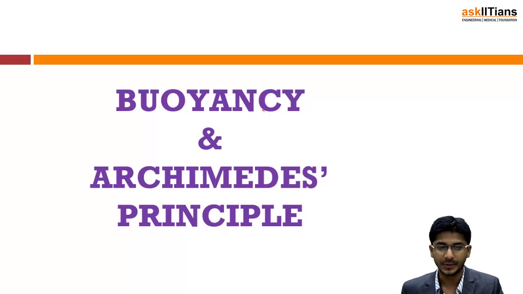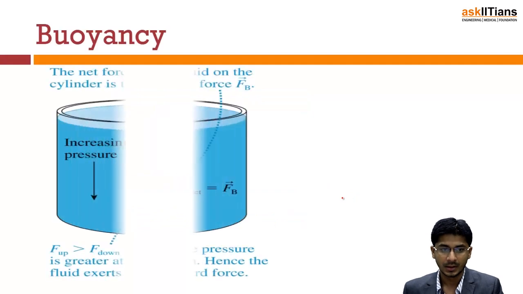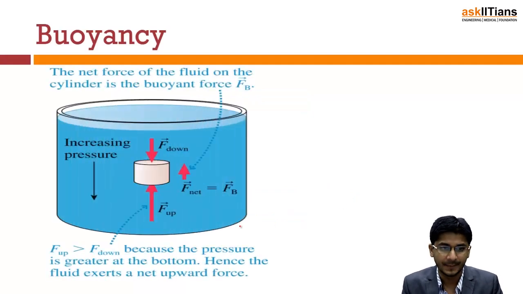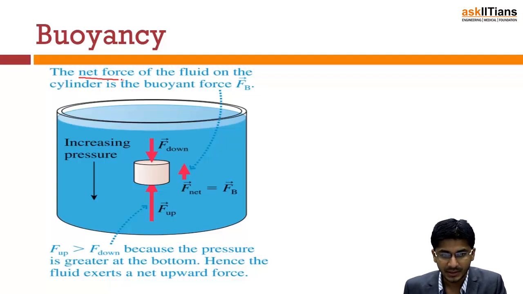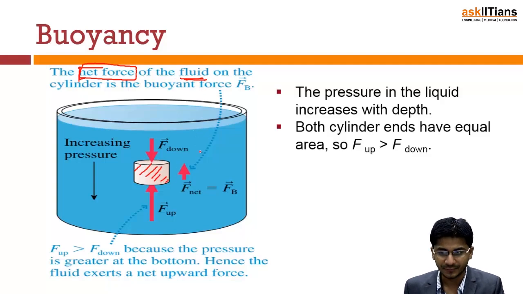Let's move to the new topic, buoyancy and Archimedes principle. What exactly is buoyancy? Buoyancy is the net force of the fluid on the cylinder or any object that is kept within a fluid. It is simply the net force exerted by the fluid on the object that is kept. Here it is, the cylinder. Now, where does this net force come from?